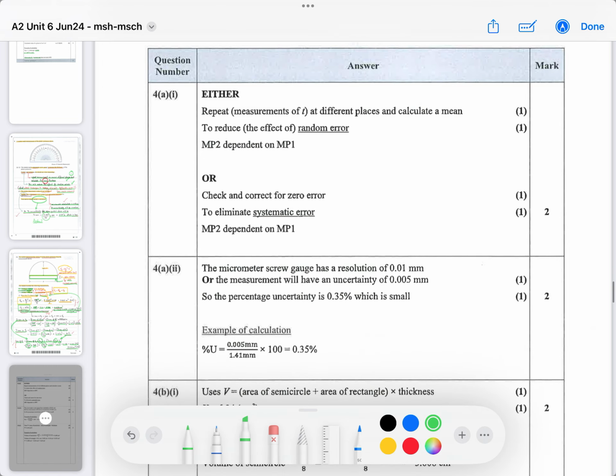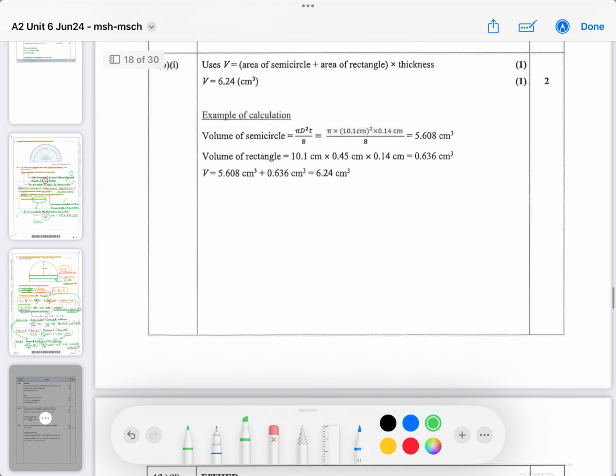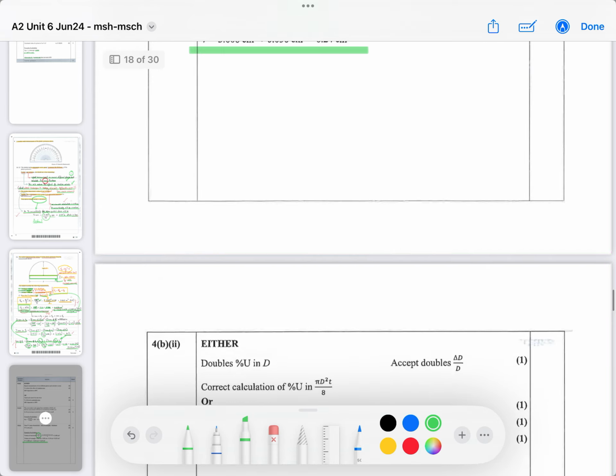And here's the mark scheme. Part A, A1 and A2. Pause the video if you wish to. Part B1, total volume calculated. See, they did pi d squared t over 8 because that's what happens. I just did a pi r squared t, yes, but it's the same algebraically.